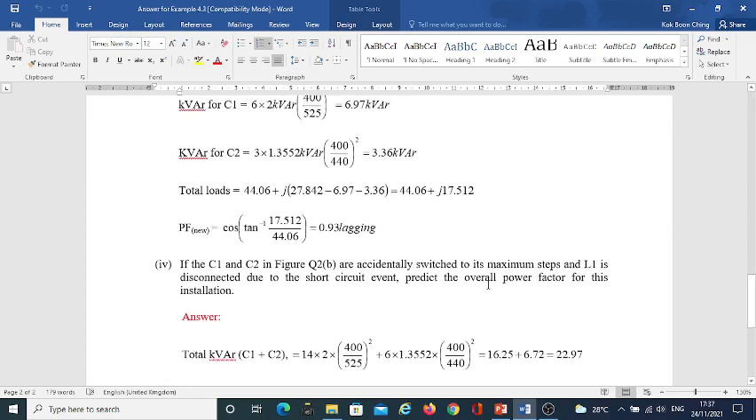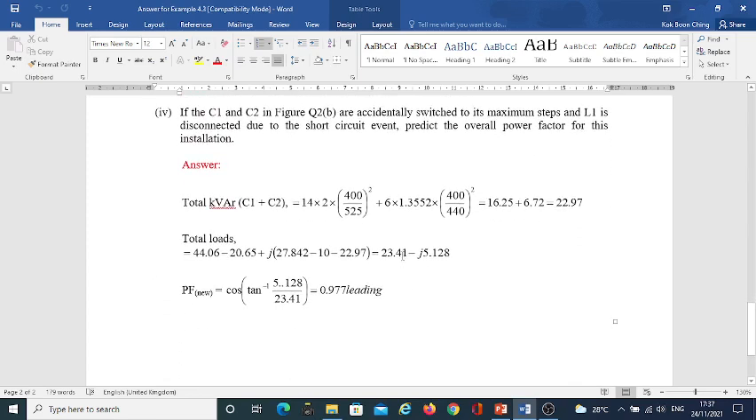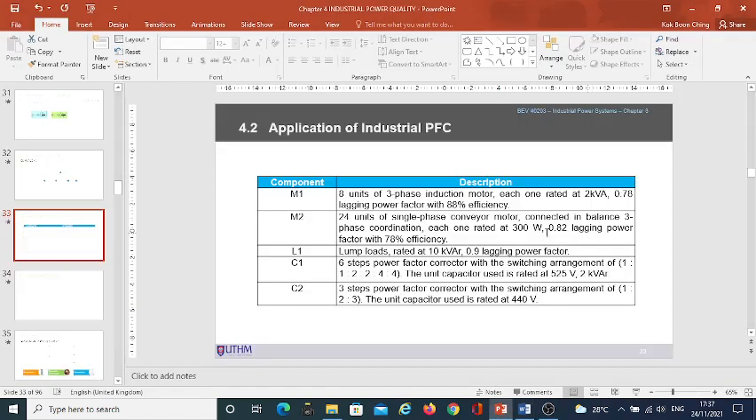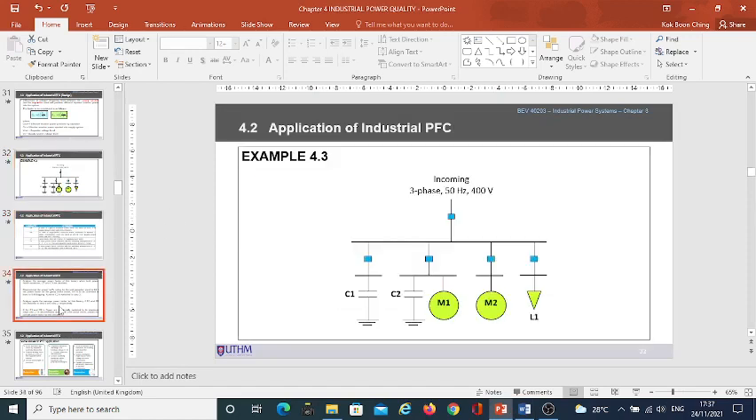It is not plus 17 like the previous one. It's minus, which means we are overcorrected. Our power factor is now leading, not lagging. So this is not a healthy condition. This is what we wanted to avoid. Okay, that's all for example 4.3 here.